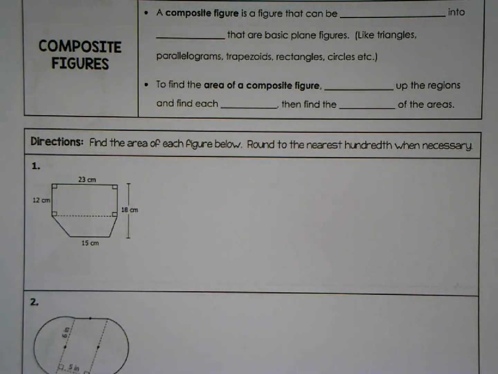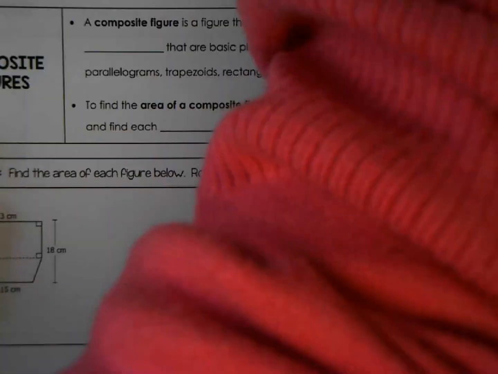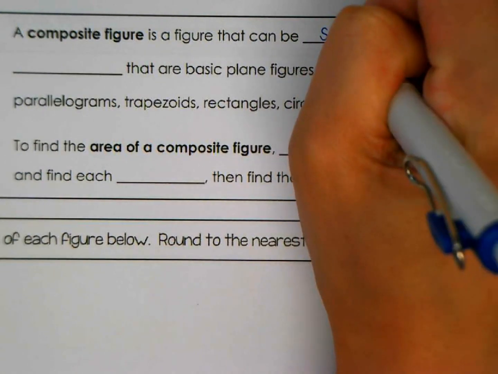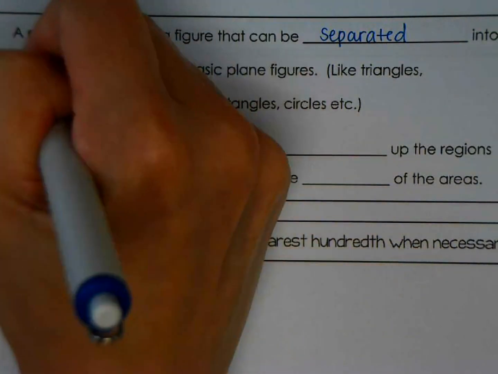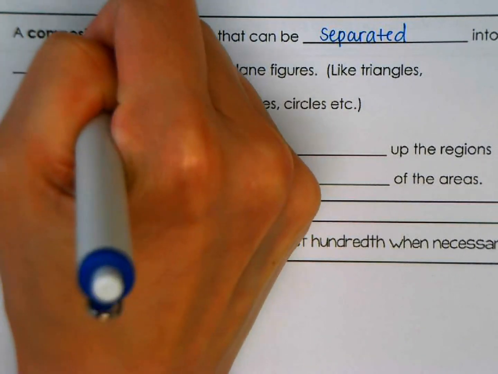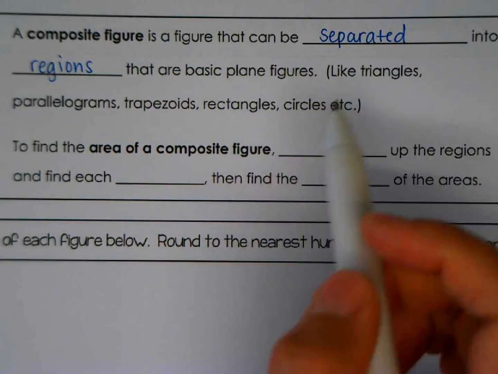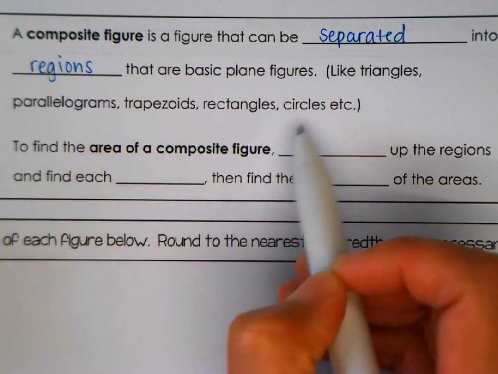Right. Composite figures, or area of composite figures, or composite area. Basically, a composite figure is a figure that can be separated into regions or shapes that are basic plane figures. So if you get an irregular shape that doesn't have a name to it, you can split it up into simple shapes like triangles, parallelograms, trapezoids, rectangles, circles.